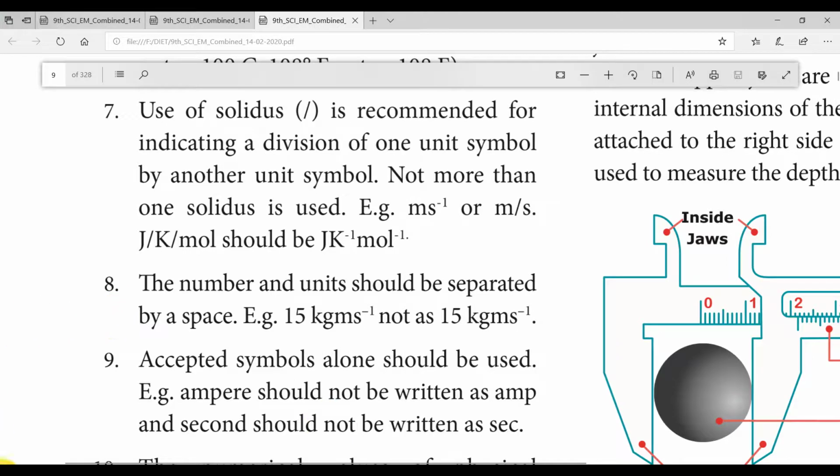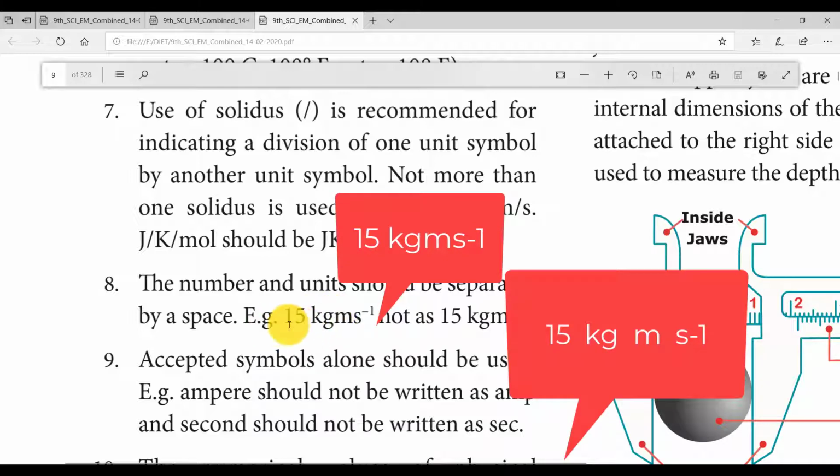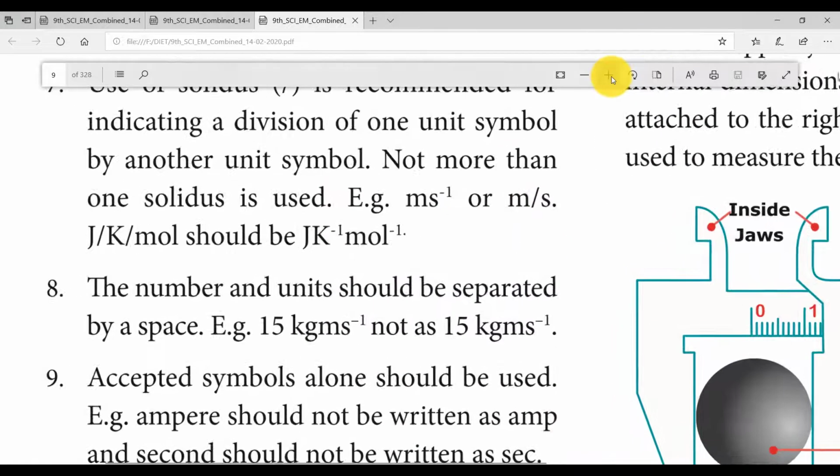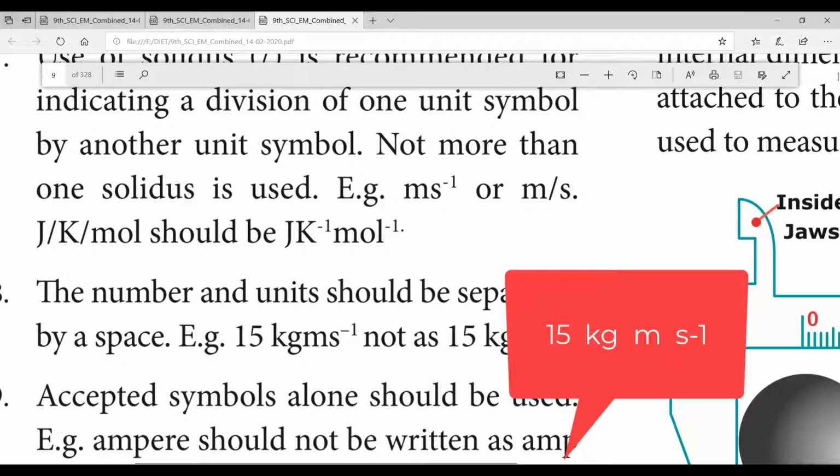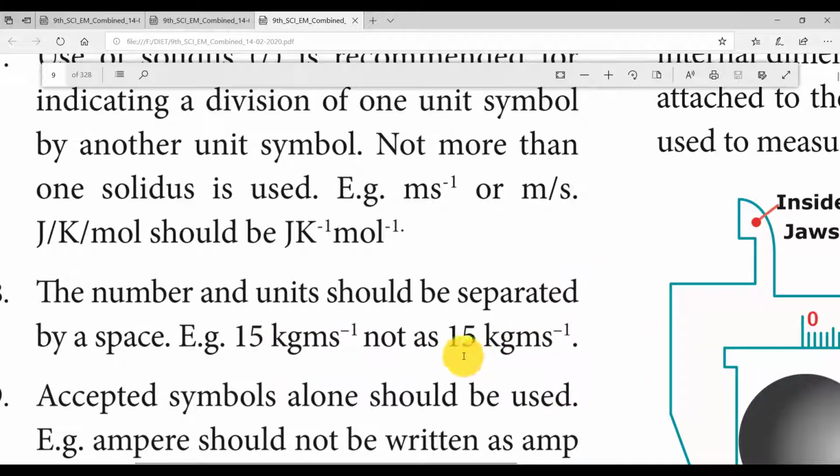Now coming to the next point, the number and the unit should be separated by a space. You should not leave multiple spaces between the unit and the number. Okay, 15 space kg m s power minus 1. Note this: 15 space kg m s power minus 1. You should not write it as 15kg m s power minus 1 directly. Here you should not leave multiple spaces. You have to leave only one space here.